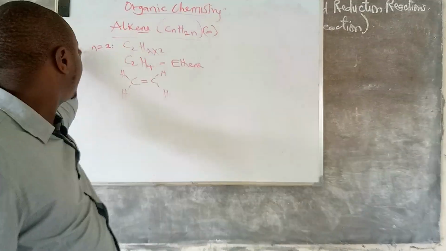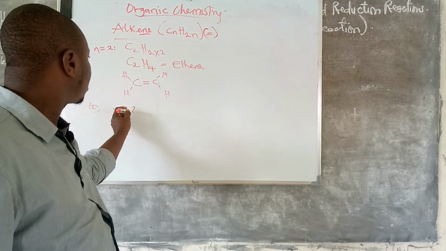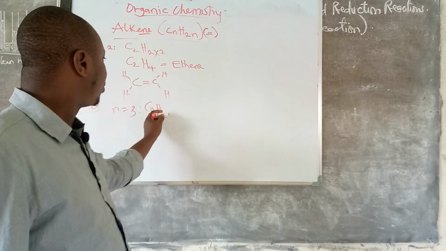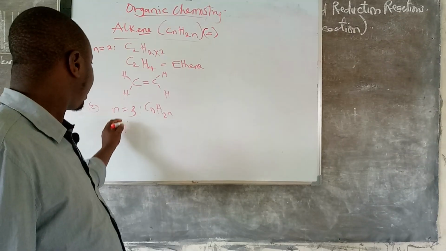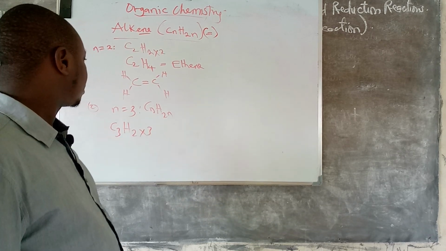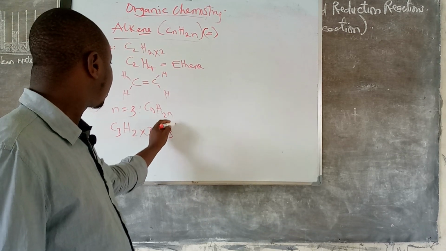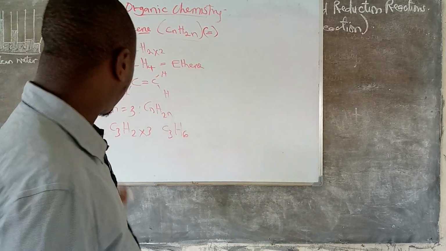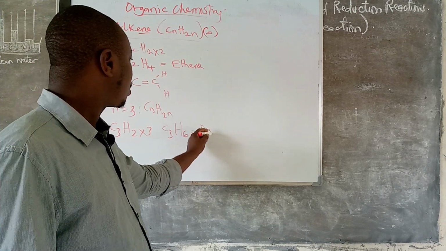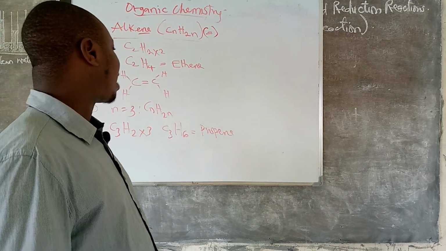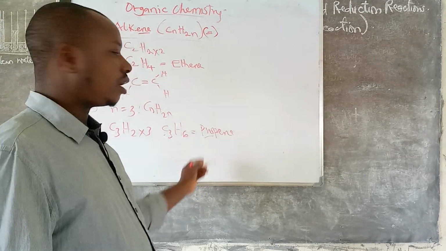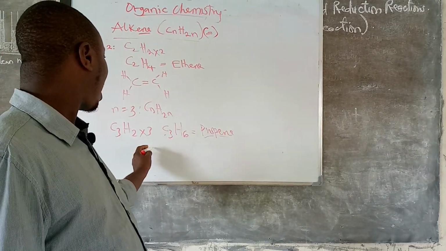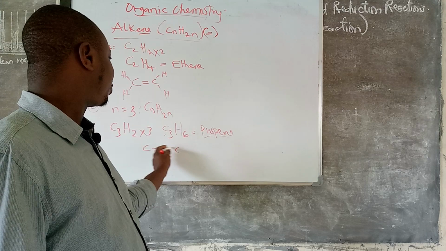If you want to get the second member, put n equal to what? 3. The second member, n equal to 3. Anywhere you see n in the formula, you put 3. C3H, 2 times 3, which will give you C3H6. 2 times 3 is 6. And the name is what? Prop, don't forget, 3 carbon atoms, prop, and the suffix of the parent, ENE. Propene. Now the structure becomes 1, 2, 3. Anyway, I want to put the double bond for now.